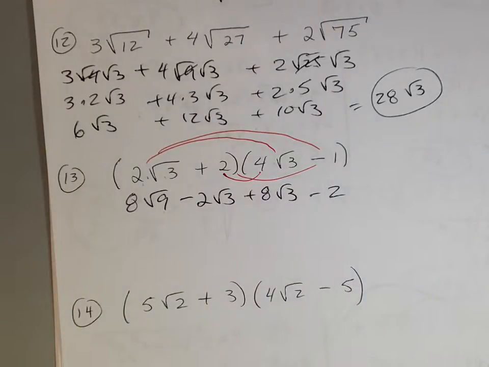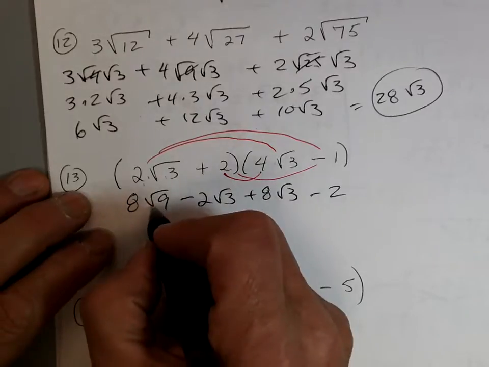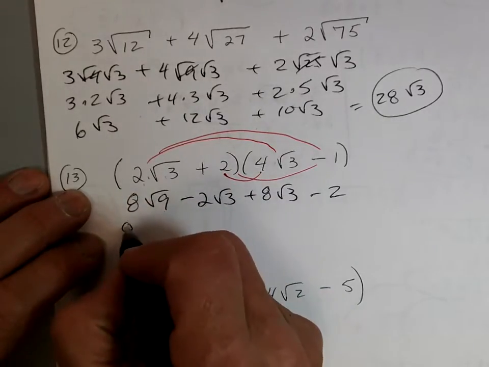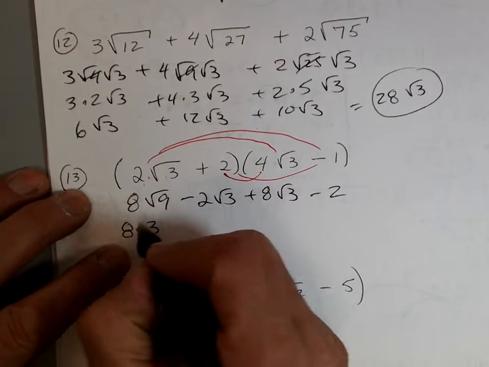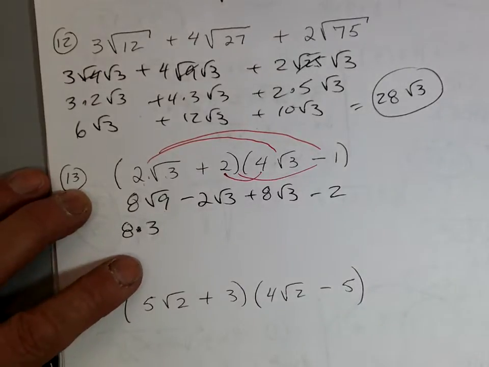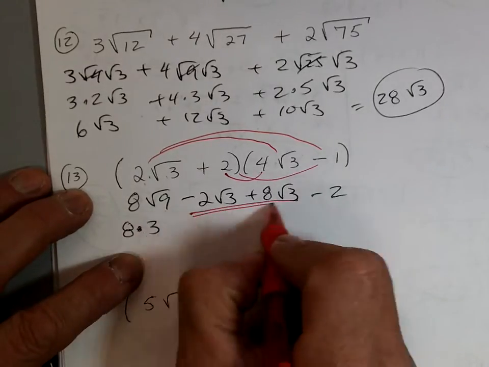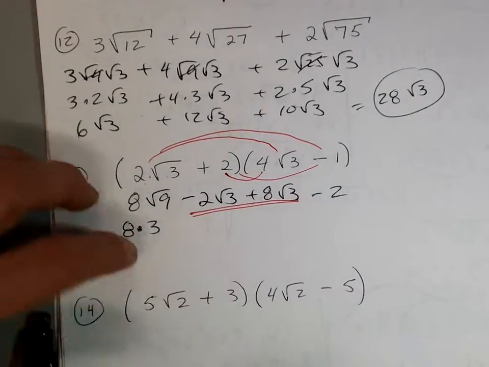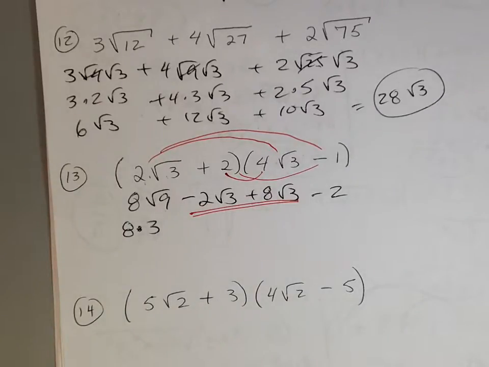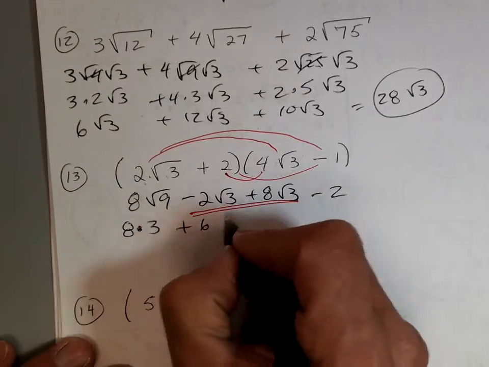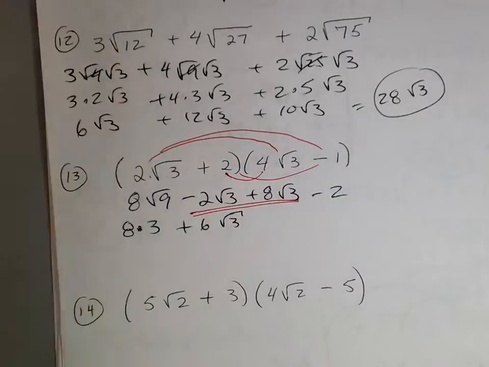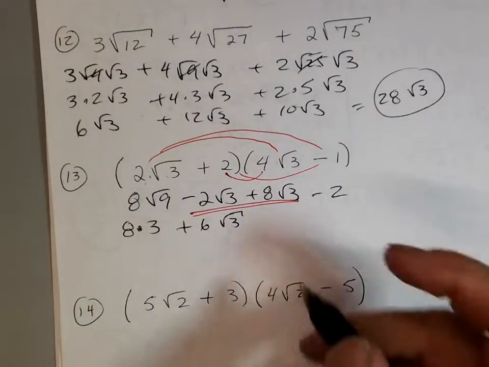Now, there's some work to do, right? There's some tidying up to do. We can do that. The square root of 9 is obviously a 3, so I've got an 8 times a 3, right? These two middle terms are the same. We can add those. Well, we'll subtract it, but we can combine them, right? So I'm going to get a positive 6 square roots of 3. Okay, so I can combine the middle terms, minus 2. How am I doing?